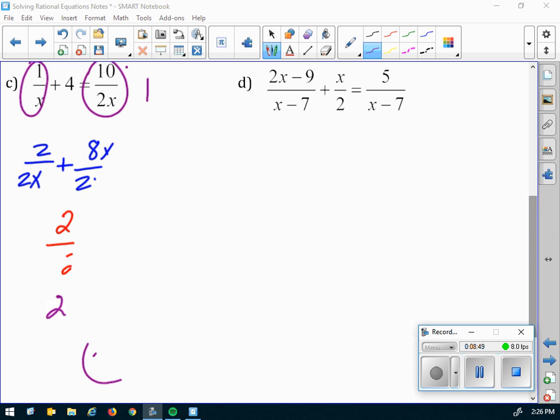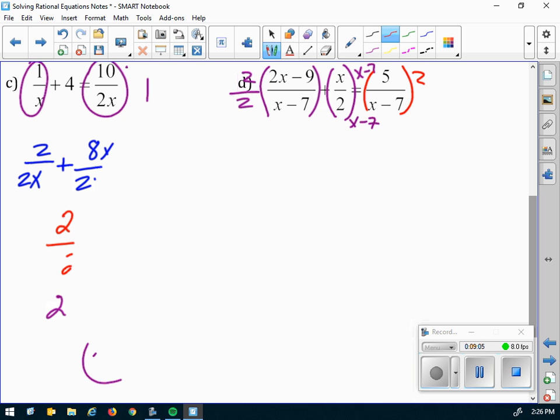What does this first fraction need? So I'm going to multiply top and bottom here by 2. What does this need? This needs x minus 7. And then I'll go to a different color. That one needs 2.